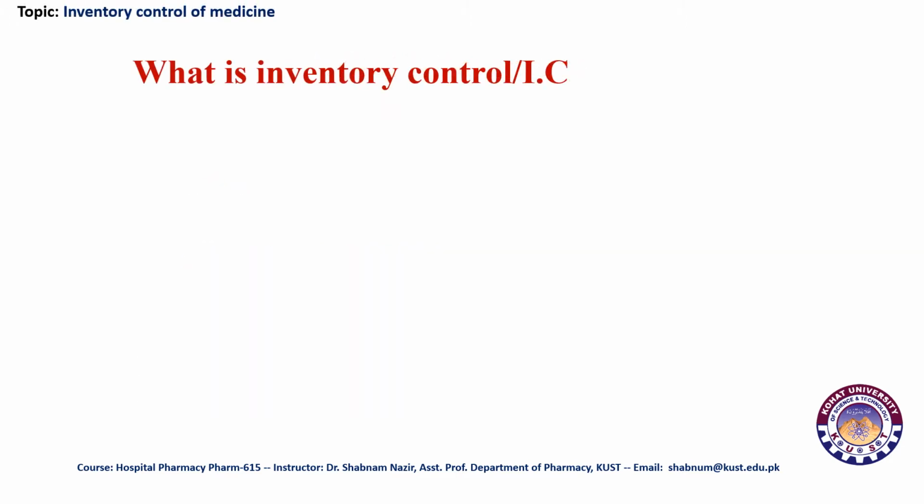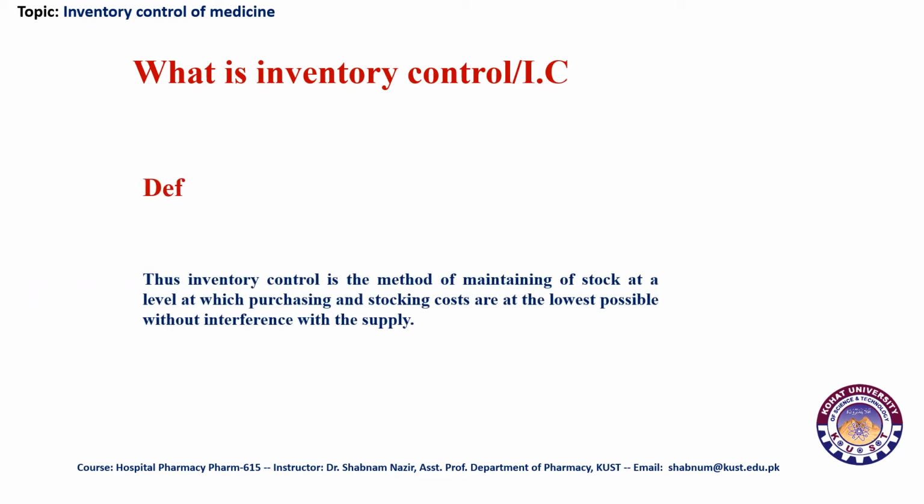So what is inventory control? Inventory control is the method of maintaining stock at a level at which purchasing and stocking costs are at the lowest possible without interference with the supply. It means that inventory control is the method with the help of which the stock is maintained at a level that doesn't cost much, first of all, and secondly, the supplies never get interfered with or interrupted. Supplies are totally in time.